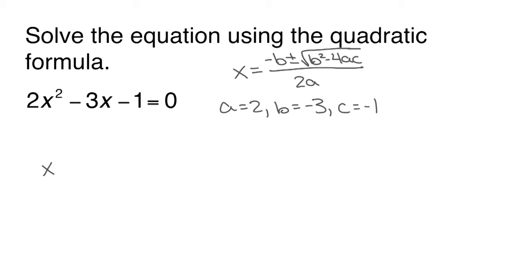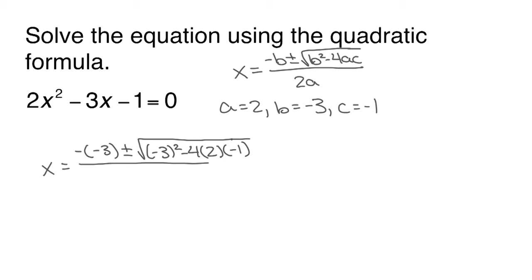And so x is equal to negative of negative 3 plus or minus the square root of negative 3 squared minus 4 times 2 times negative 1, all divided by 2 times 2.